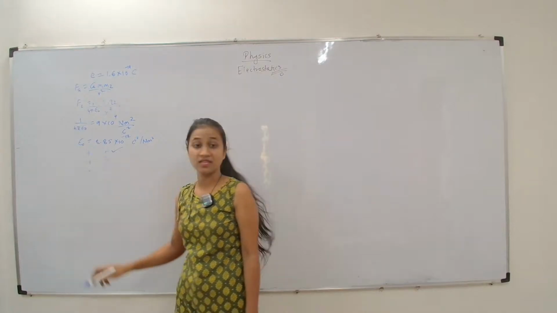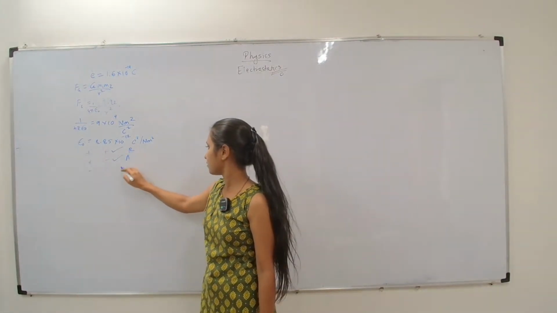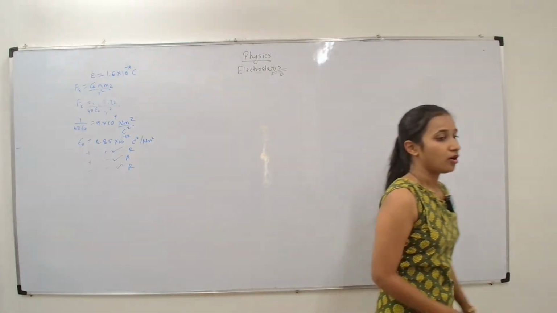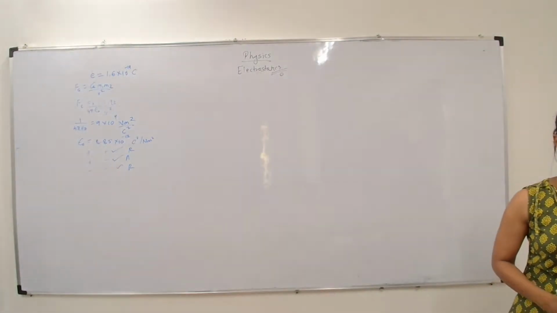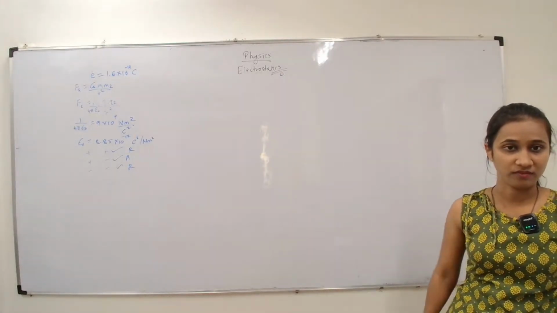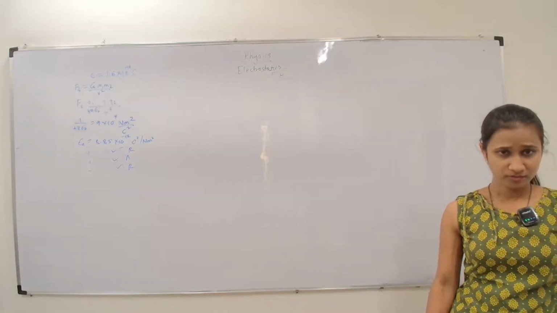Repulsive because there are same charges. This will be attractive, repulsive, and here it will be repulsive. So same charges repulsion, opposite charges attraction. There is a printing mistake in the 11th textbook, so look carefully. Same charges will repel and opposite charges will attract.